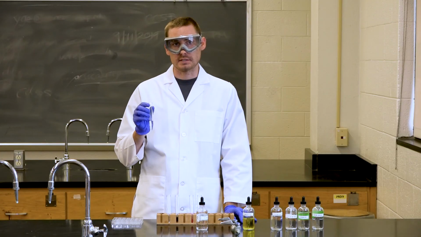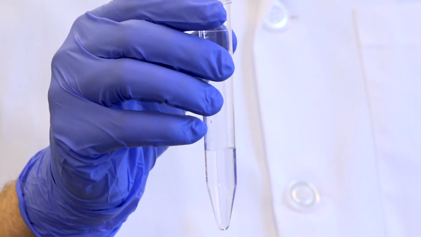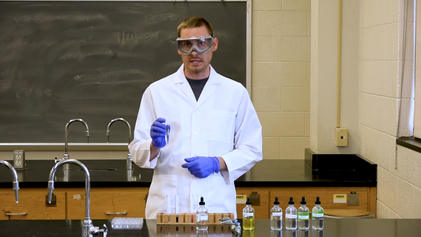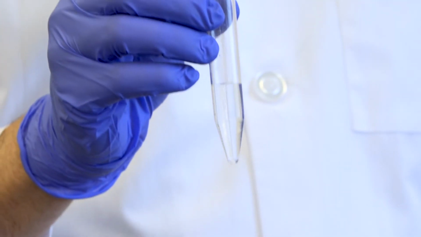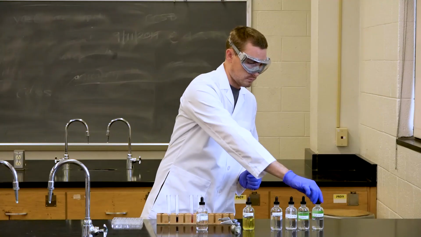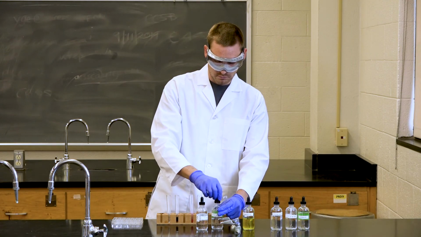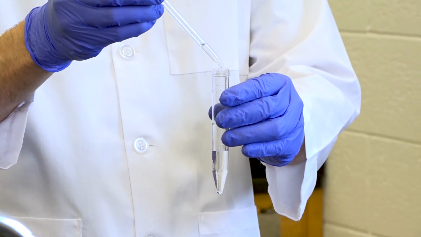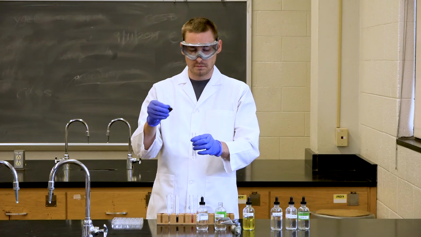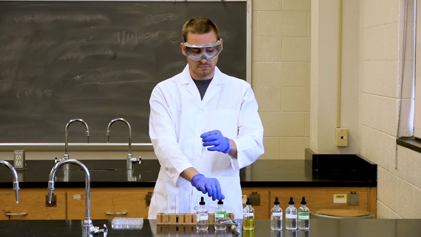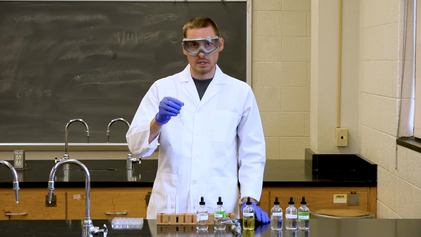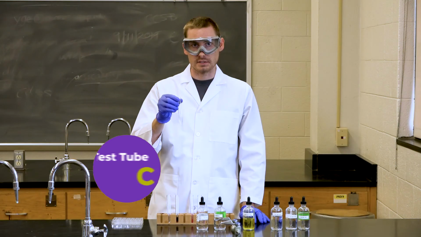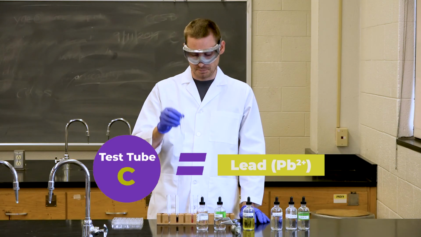We can move on to the next test tube, which we suspect contains lead. What we're going to do is to add sulfuric acid to this to see if it forms a white precipitate. Once we add sulfuric acid to this, we will indeed know that it is lead. As you can see, a white precipitate is formed upon addition of sulfuric acid, so we know that this one does indeed contain lead.